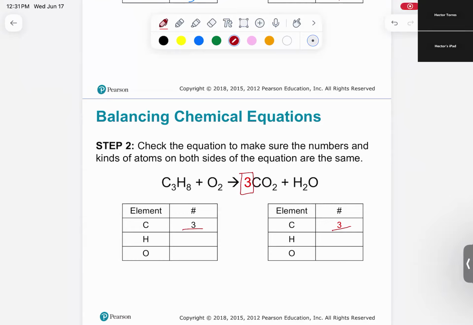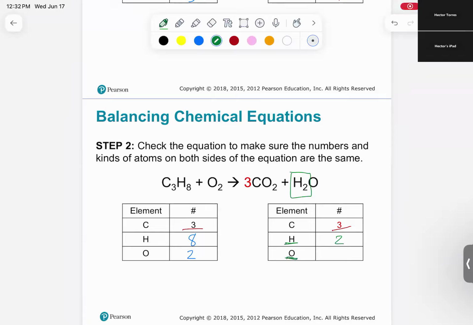Once we do that, let's also make sure that we have the correct amount for all the other atoms. Let's look at hydrogen on the reactant side. Over here we can see we have 8. And for oxygen, we have 2 here. So 8 and 2. Now on the product side, let's check it as well. Hydrogen is right here, and I only have 2 hydrogens there.